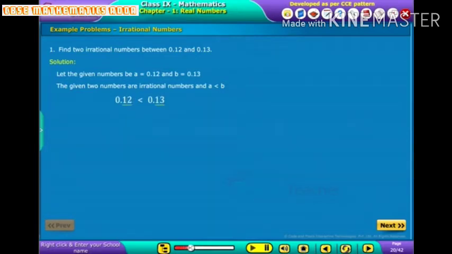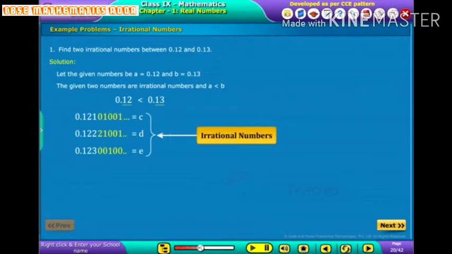Now, let us write some numbers greater than a and lesser than b. They are 0.121, 0.122, 0.123. Now, add some non-terminating, non-recurring decimal to these numbers as shown on screen. Let us assume these numbers as c, d, e. Thus, we conclude that the numbers c, d, e are irrational. Therefore, a is less than c, less than d, less than e, less than b.